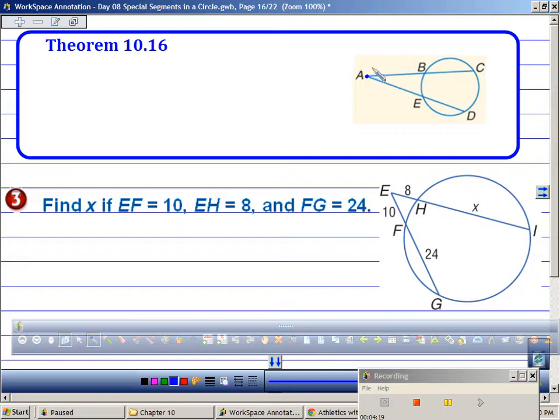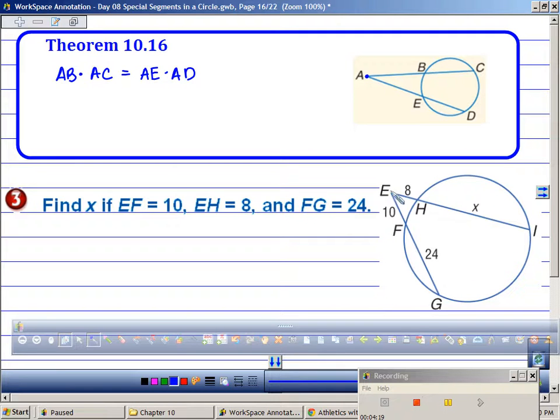So basically what that's telling you is that if you have an external secant segment, which would be AB right here, and you multiply that by the whole secant segment, which would be AC, then that is going to equal AE times AD. So this one's the same as the last one, only you're not multiplying this times this, you're multiplying this times the whole thing and comparing it to this times the whole thing. All right, so let's use that one.